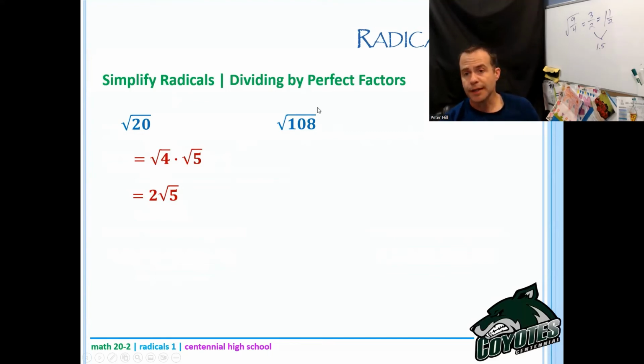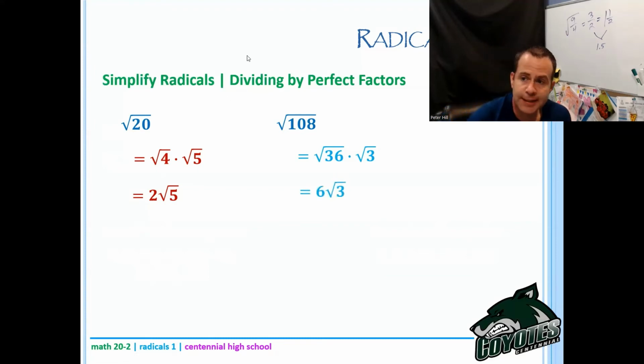Okay, root 108, I know that 36 times 3 is 108. You may not know that, and that's totally okay. You may start with 9 times 12, or you may start with another one. Totally doesn't matter as long as you start with a perfect square, right? So the root of 36 is 6, and so I can change that to be 6 root 3.